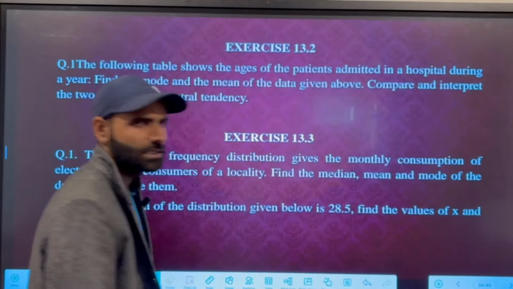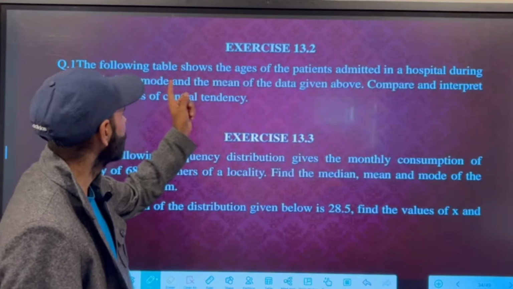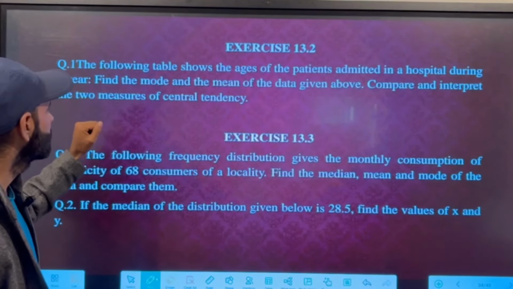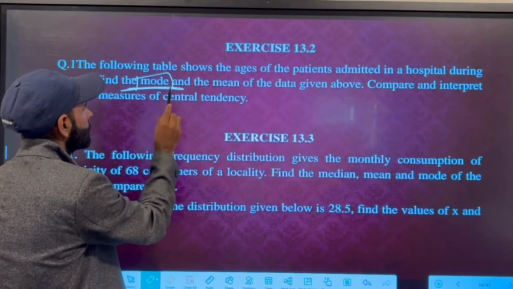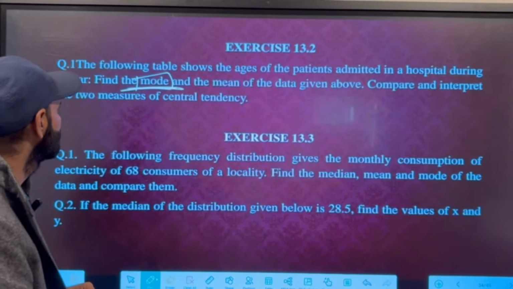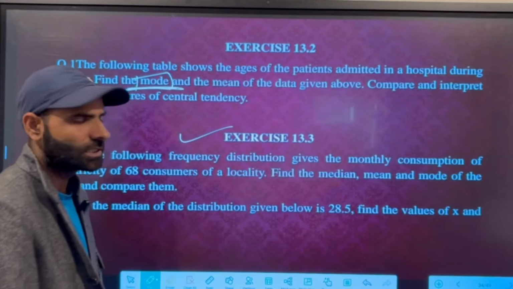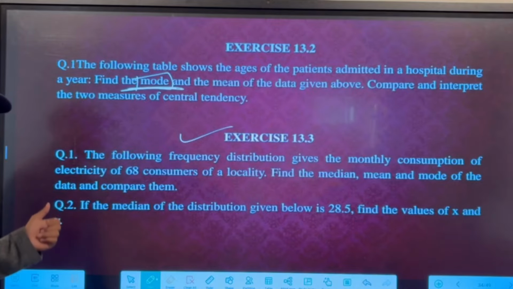Exercise 13.2. The following table shows the ages of the patients admitted in a hospital during a year. Find the mode. In this question, you have to find the mode. You will be asked to find the mode. Okay? Exercise 13.3. Two most important questions. Question number 1 and question number 2.